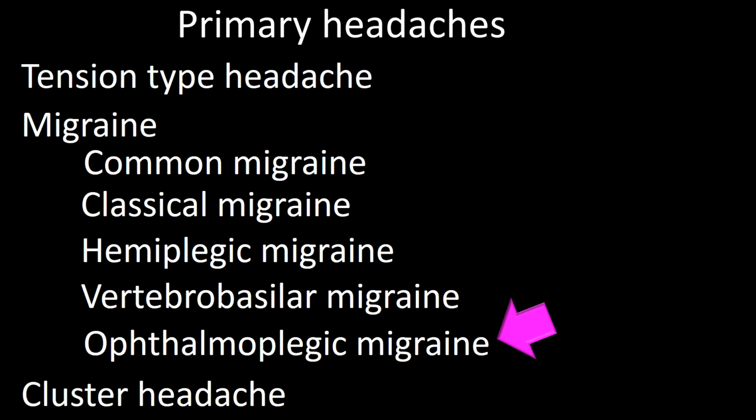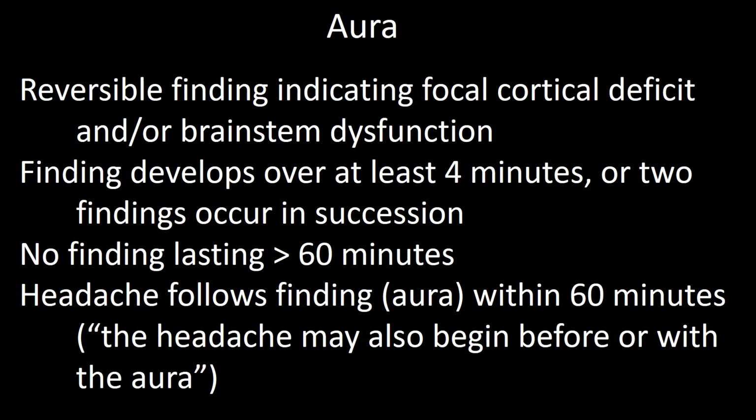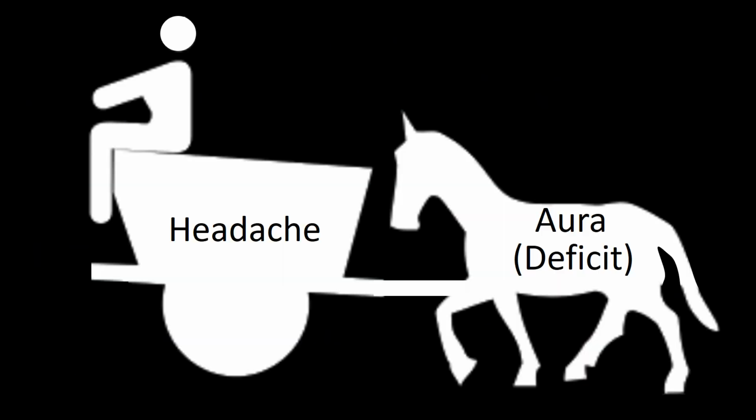Ophthalmoplegic migraine is the odd migraine. In all the migraines we have discussed so far, the aura precedes the headache, not so in ophthalmoplegic migraine. And that is the reason for the last sentence in the aura criteria list being in quotation marks. In ophthalmoplegic migraine, the headache precedes the aura.